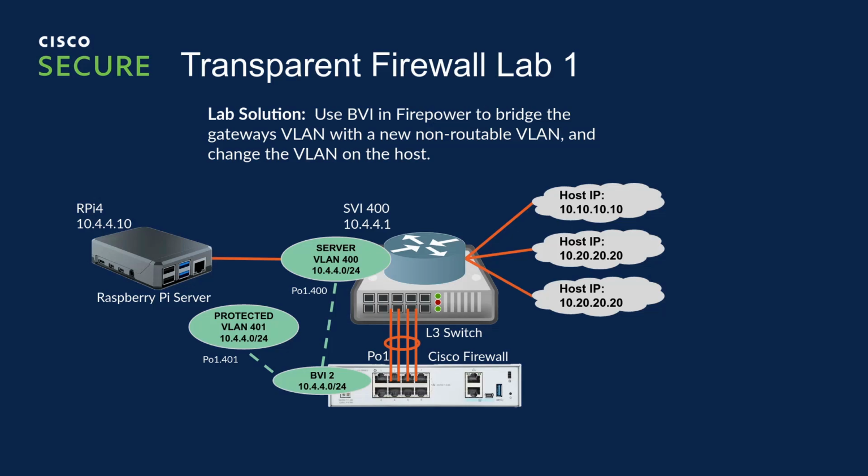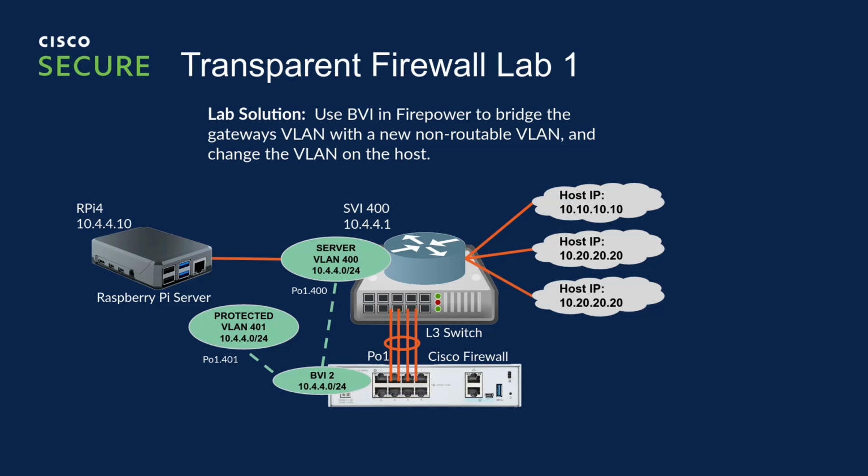But the bridge virtual interface will have port channel sub-interfaces, port channel 1.400 and port channel 1.401, and it will be connected to both of those VLANs, and it will bridge any traffic that comes into VLAN 401 destined for an address on 400, and it'll bridge it across.